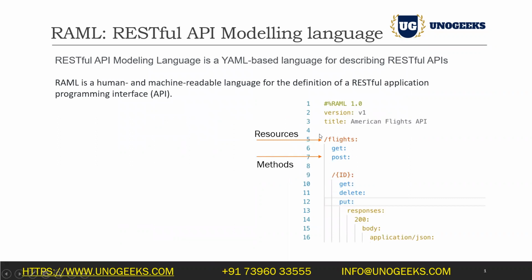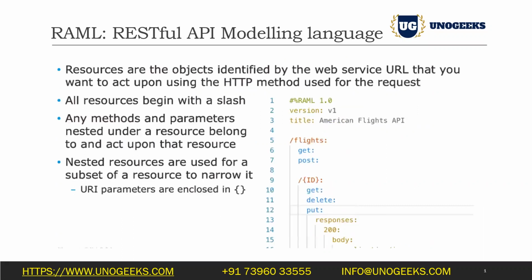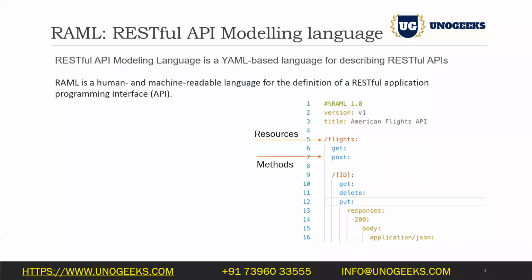We also discussed this: this is a resource, the flight resource, which always starts with a slash, and under that we have different methods we can use: get method, post method. And if you are using a nested resource, because flights and ID is a nested resource of flight, it should be indented under the flight resource, and then again we can use different resources under it. So this was completed.